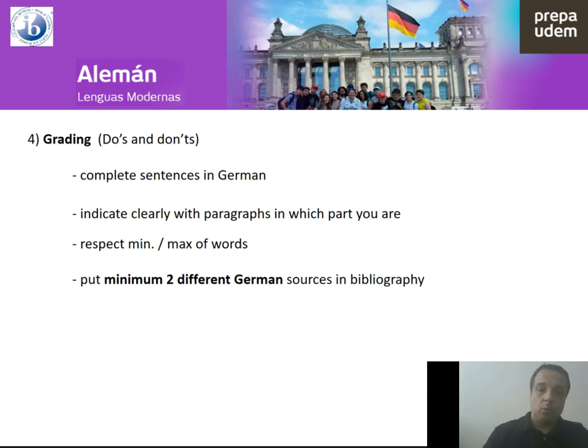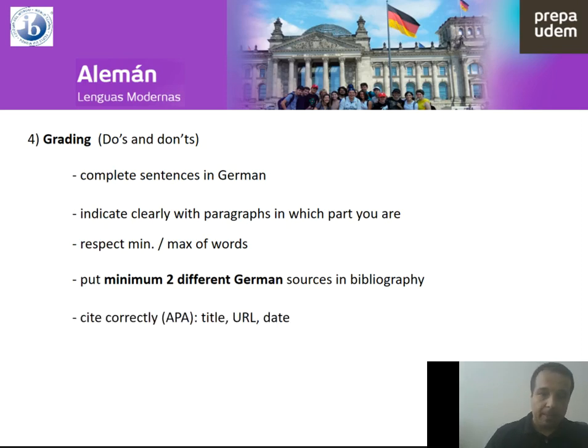Put minimum 2 different German sources in the bibliography. That means 2 different websites, 2 different books, 2 different magazines. Also don't use two sources from the same website. Yeah? And it has to be in German language, the 2 sources. You can have as many English or Spanish speaking sources for your written assignment as you want, but you need to have minimum 2 different German speaking sources.